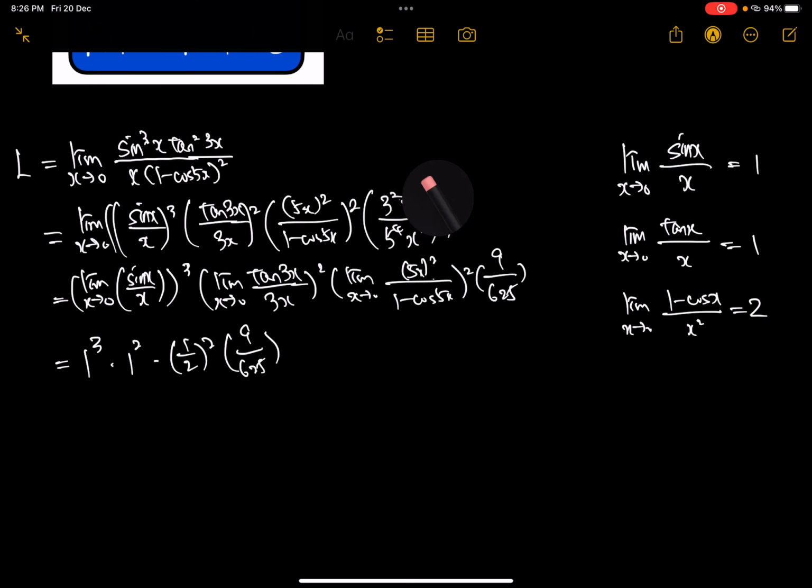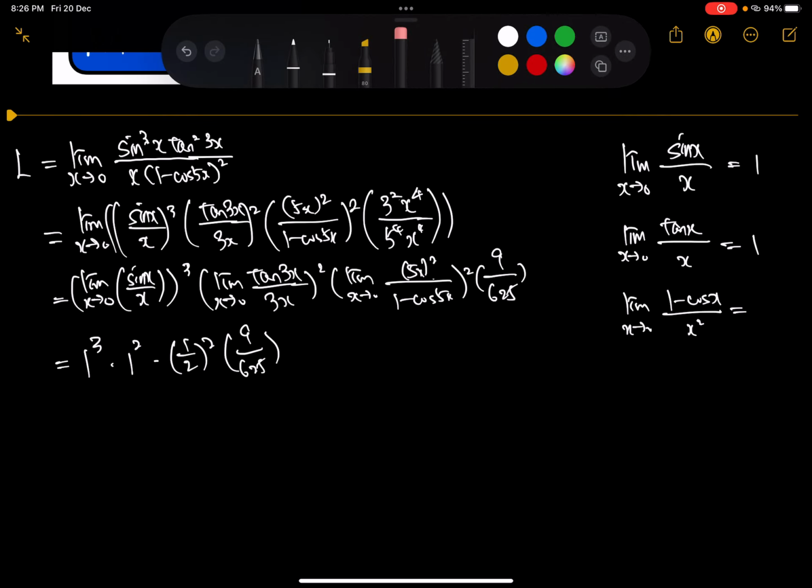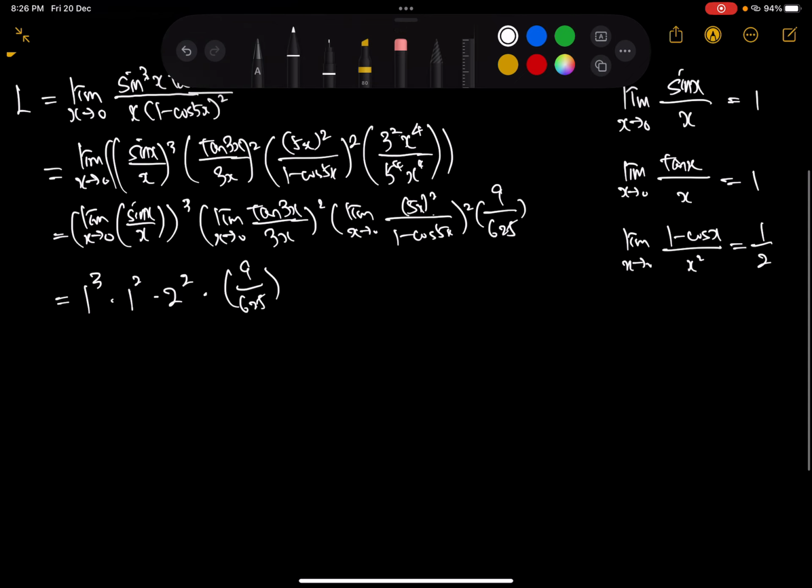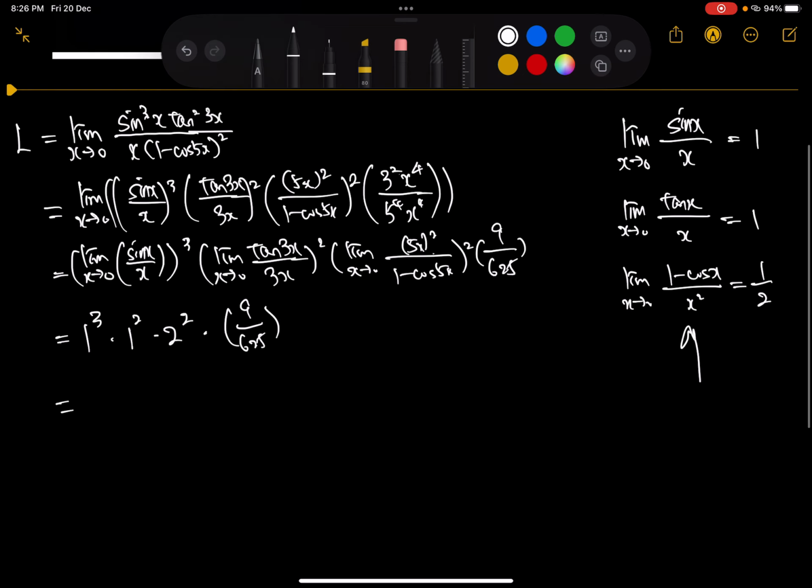Sorry about that. That's 1/2, and so this should be 2. That's 2 squared, 9 over 625. I'll prove these later in the same video. So that's 36 over 625. And that's the exact limit.